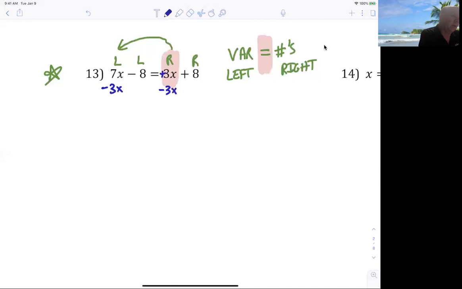Then you would have to try now and move this number. This number is on the left side. I want it on the right side. So I'd have to add 8 to both sides. All right? Now, combining like terms.